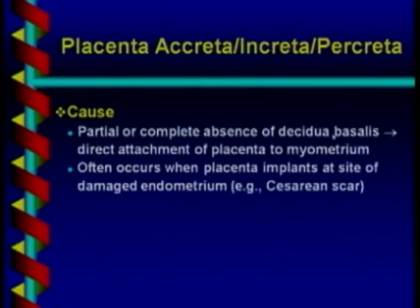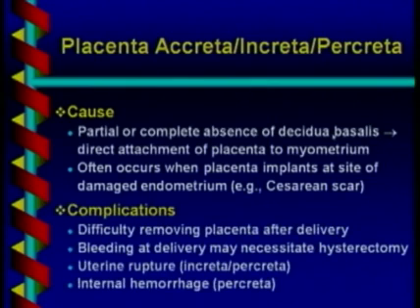So if you have a placenta that comes down over a cesarean section scar, that placenta can touch the myometrium or even grow into it. And the complications of placenta accreta and the other family members, increta or percreta, are difficulty removing the placenta after delivery, such that tugging on that placenta may tear it and cause dangerous bleeding to the mother.